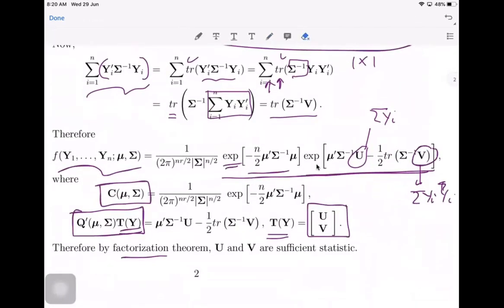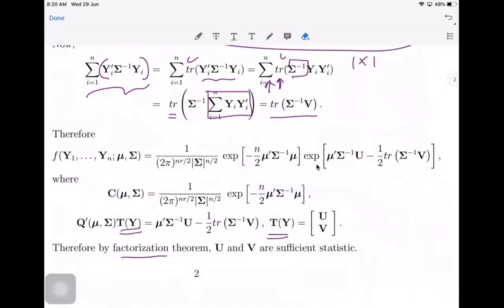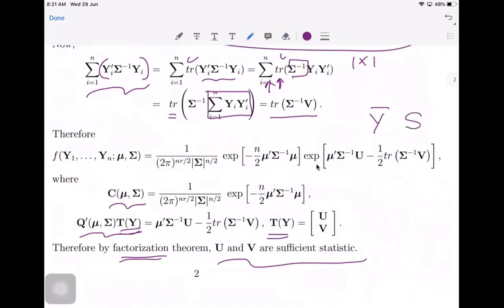So you can convert the density function into two factors, so that by the factorization criterion, or the factorization theorem which I stated, U and V are sufficient stats. What we want is Y bar and S to be sufficient stats. But what we have shown here is that the summation of yi and the summation of yi squared are sufficient stats.